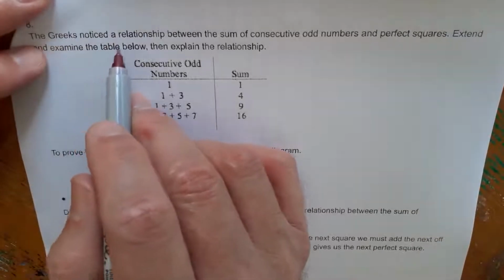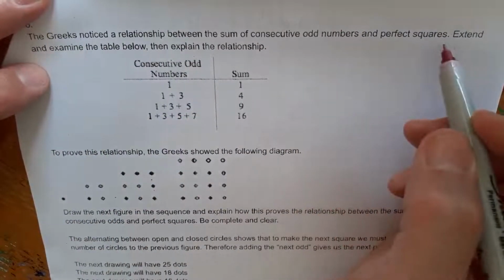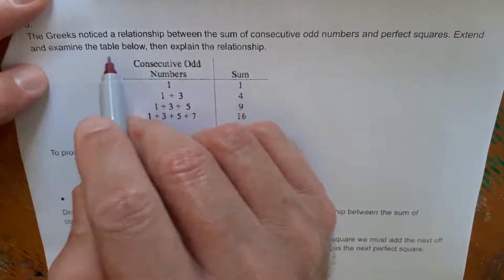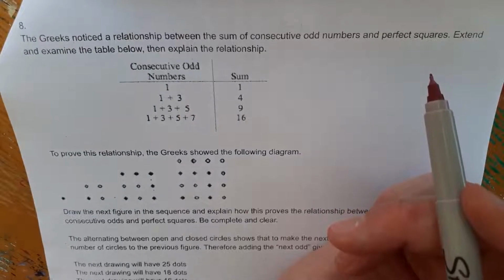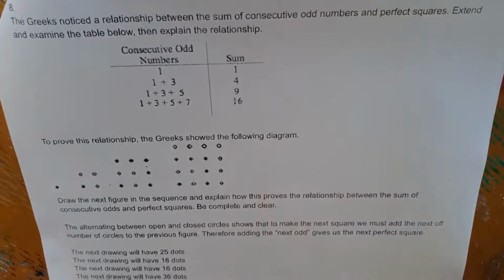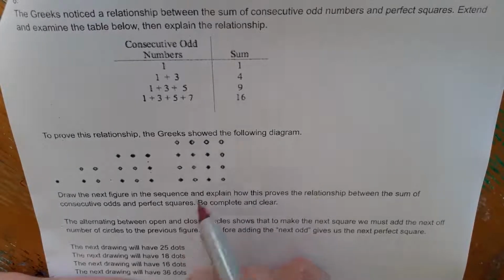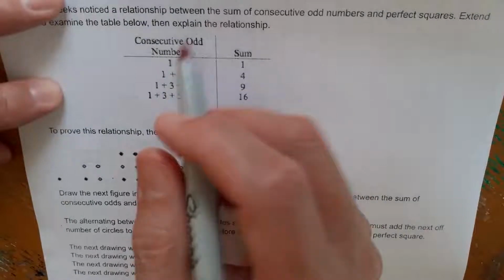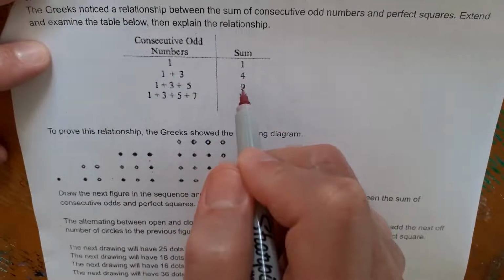Okay, the Greeks noticed a relationship between the sum of consecutive odd numbers and perfect squares. Extend and examine the table below, then explain the relationship. Is this all one problem? Can I see it all on there at the same time? So, and this is a famous order. 1 plus 3 is 4, so this is a perfect square, perfect square, perfect square.